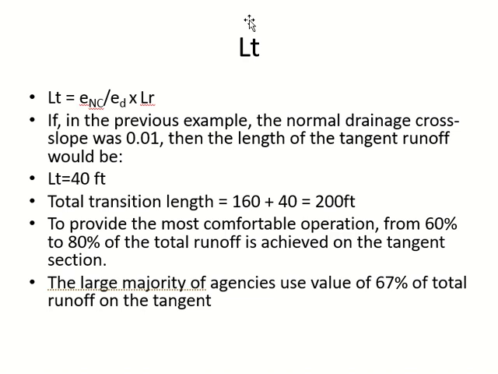Why? Because the tangent is straight, right? So to make the change here, it's easier. So we make the 67% change on the tangent, the straight part, then the remaining 33% on the curve. In some cases, we do 80-20 as well. 80 on the tangent, 20 on the curve. Clear? Okay. Any questions?